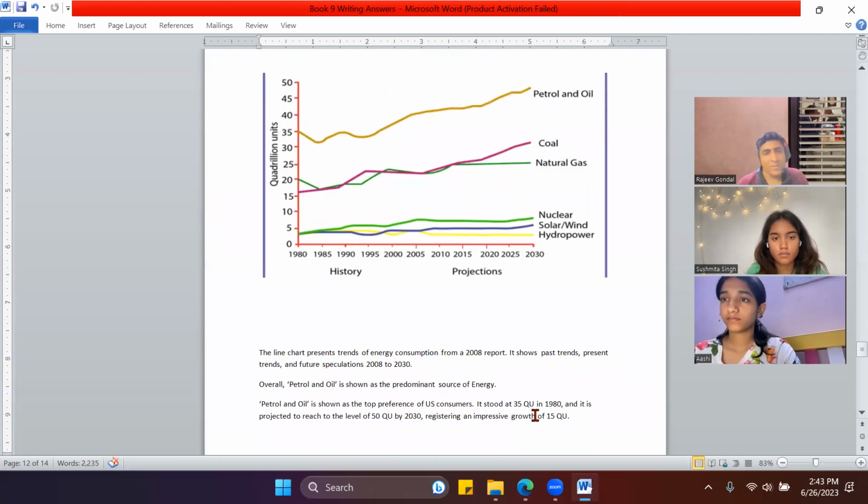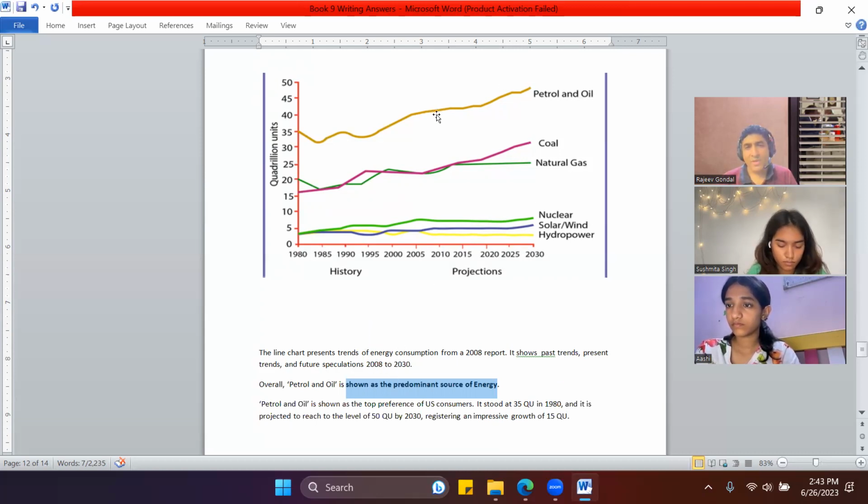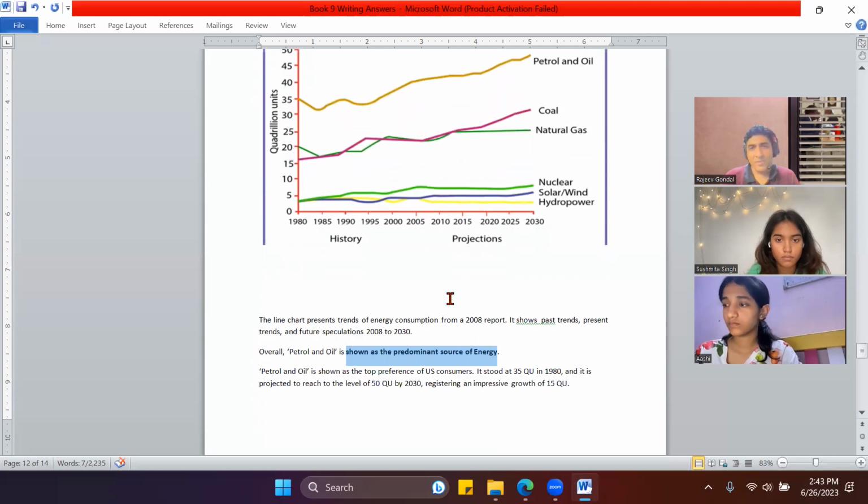And then the overall picture, and you can use this kind of language. Petrol and oil is shown as the prominent source. Now this covers everything. It is present, past, as well as future, and that's what you are saying. It is shown as the prominent source of energy. Since this is at the top, you don't have to talk about each of the past, present, and future separately like this, right? And then you can combine information.